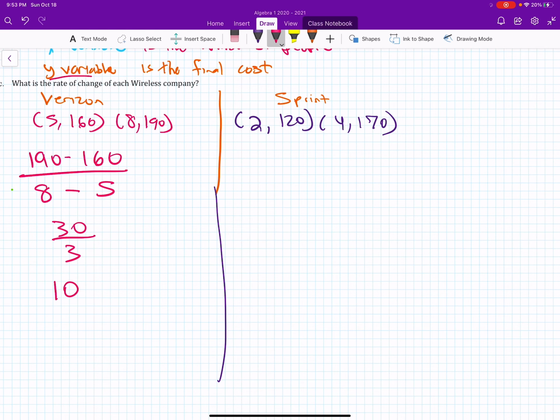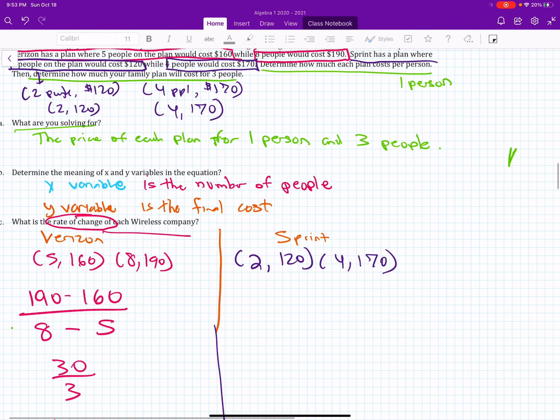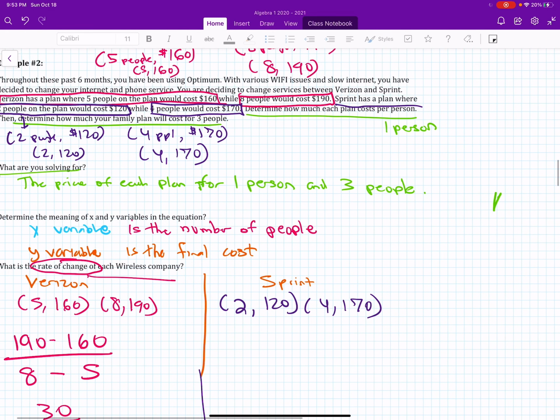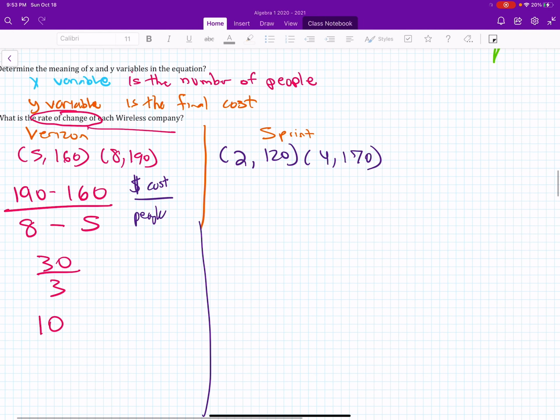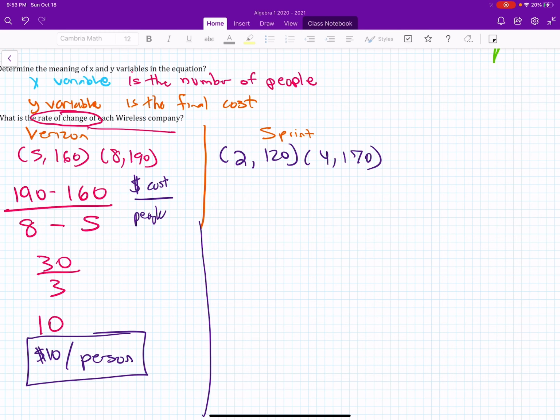Again, we're trying to solve for the rate of change. So that means of the wireless company, there has to be some type of units. And we have over here, the money is 190, 160. That's the cost, right? And the 8 and 5, that's the amount of people. Therefore, I can know that it is $10 per person. That is our rate of each wireless company.